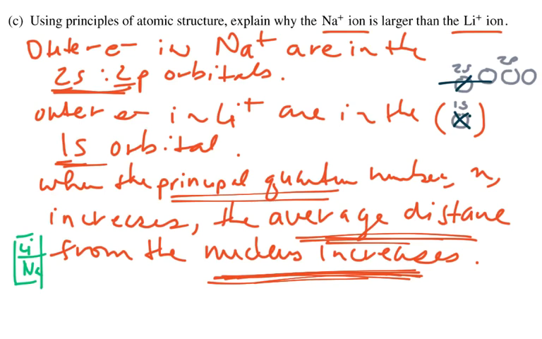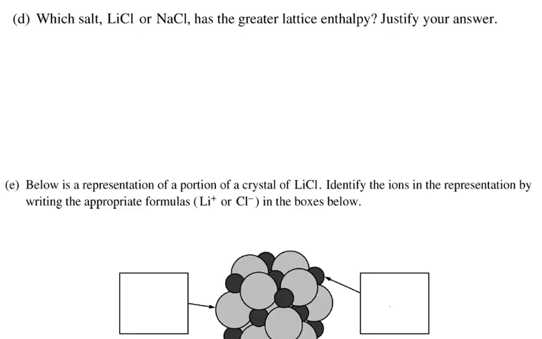So you really need to come back to what's different about these. They're in the same column, they're in the same family. But what's different is that they have different principal quantum numbers, the 2s versus the 1s. And then as the principal quantum number value increases, you get a larger average distance from the nucleus. So that's the kind of stuff you want to go for.